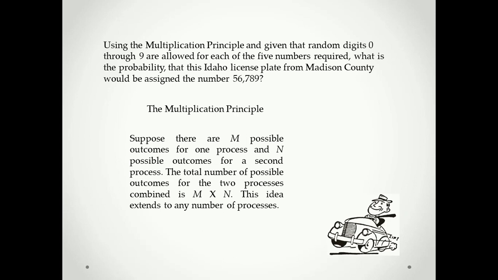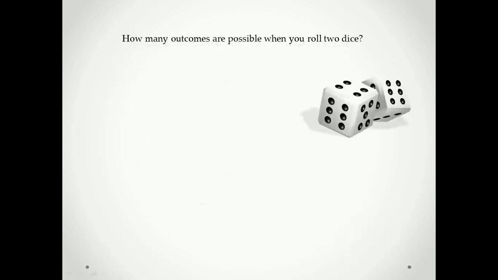And so really what we need to look at is, first off, how many processes do we have? What are our processes? And then for each process, how many possible outcomes do we have? So let's look at a little simpler problem. This one says, how many outcomes are possible when you roll 2 dice? First off, how many processes do we have? We would have 2 processes, right? We have 2 dice that are being rolled. And then for each process, how many possible outcomes do we have?